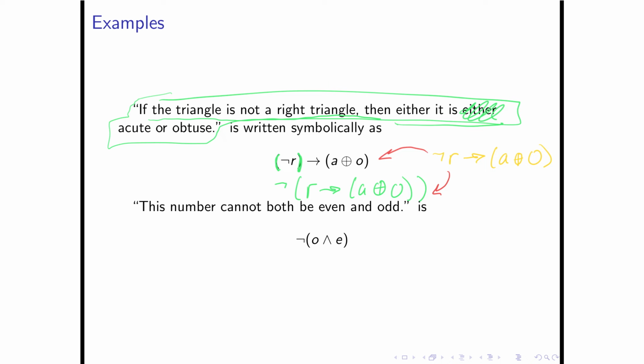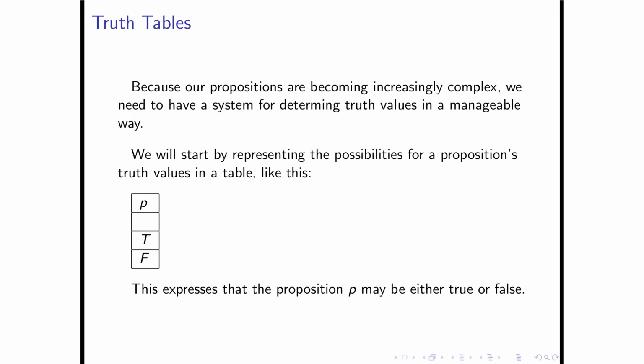So moving on to another example, "this number cannot both be even and odd." Again, the parentheses matter here, so I am writing the negation on the outside of the claim, O and E. This time O means the number is odd and E means the number is even. I swapped them around, but that shouldn't really matter.